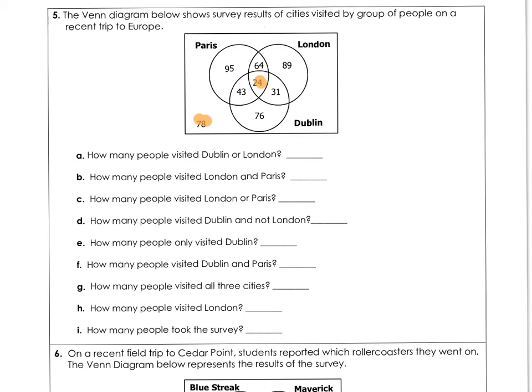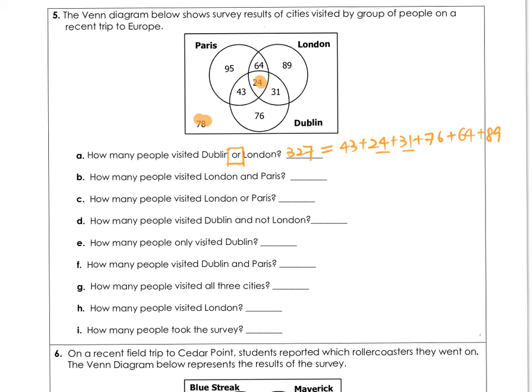So let's look at the first question. How many people visited Dublin or London? So because of the or, you have to add all of them together. So for Dublin, I have 43 plus 24 plus 31 plus 76. And for London, I already have 24 and 31, so I need to add 64 and the 89. And so altogether, your final answer is 327.